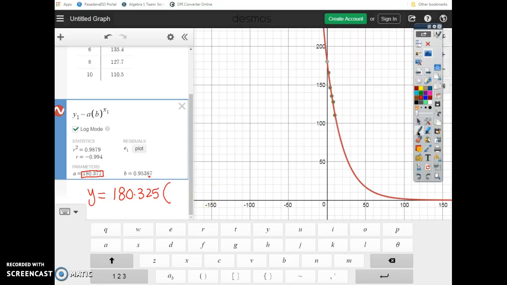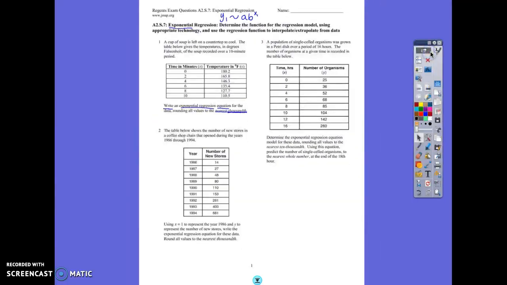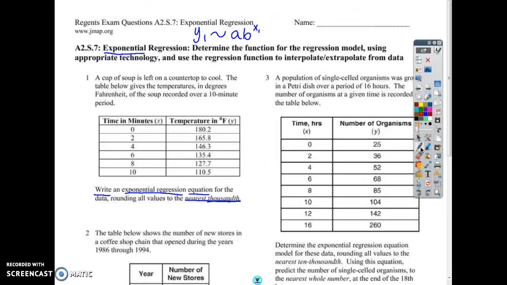So it's 0.954 to the power of x. Okay, so write that down for problem number 1. 180.325 parentheses 0.954, is it 54? To the power of x.